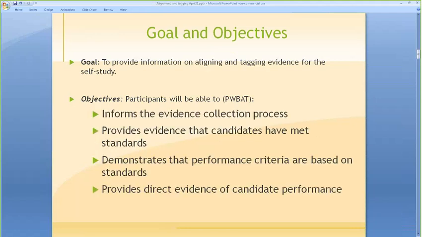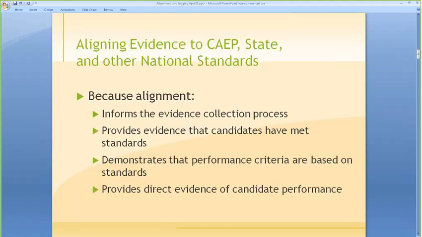So here we go. We want as EPPs to align whatever evidence we present to CAPE to support our claims about what our candidates know and are able to do. And we want to align that evidence with CAPE standards, state standards, and other national standards, for INTASC, for example, or National Board for Professional Teaching Standards, or your state standards, whatever standards are appropriate to your programs.